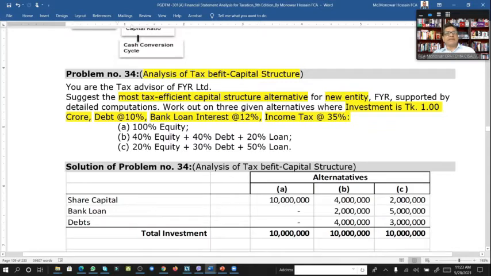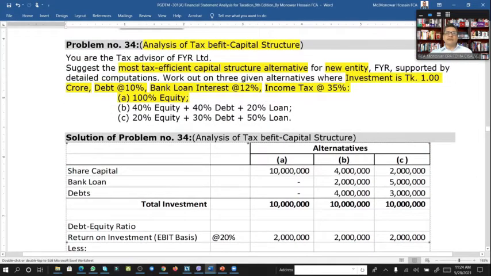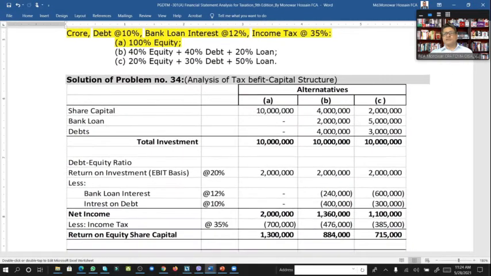So here there are 3 patterns. Which one should the company accept for better tax efficiency? That means how tax payment and other factors increase the value of the firm. So here, 100% equity. If the company takes this 1 crore from 100% equity financing, what would be the value of the firm? Let's look at number one first.